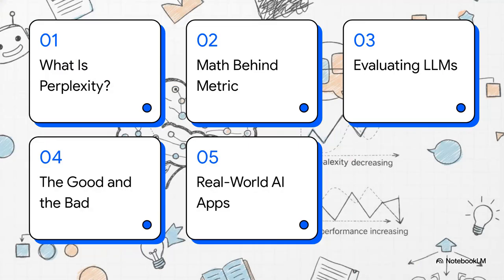So here's our roadmap for this explainer. We're going to peel back the layers on this. 1. What is perplexity? 2. The math behind the metric. 3. Evaluating LLMs in Python. 4. The good and the bad. And 5. Real-world AI applications.